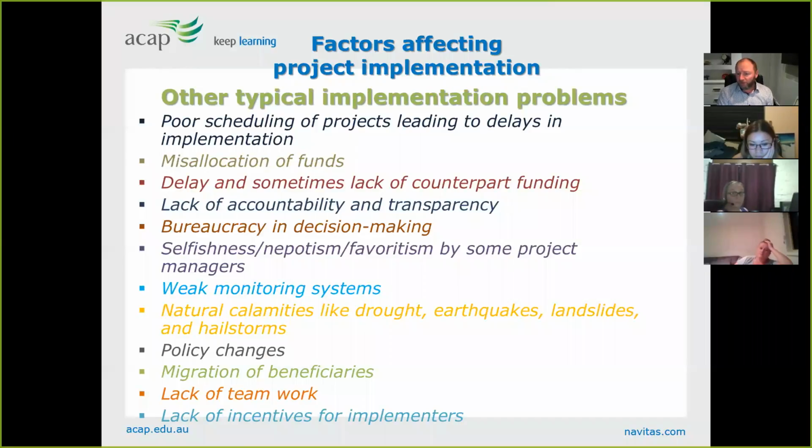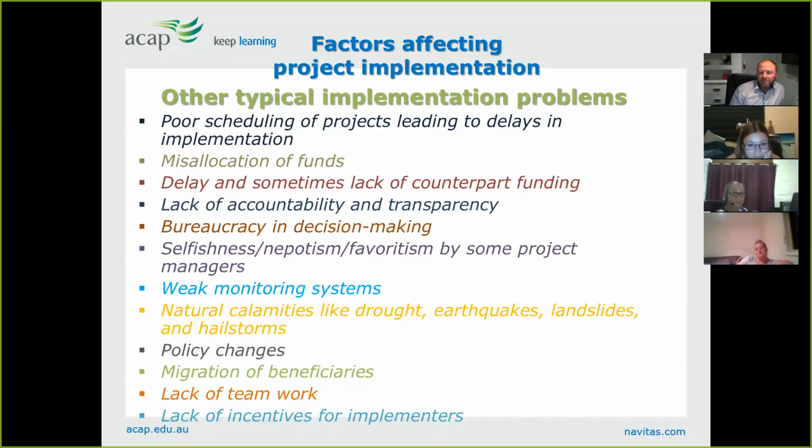Other problems: poor scheduling, misallocation of funds, spending too much in one area, delays, lack of in-kind funding from other agencies maybe, accountability and transparency not being that great, too much bureaucracy in the mechanisms you've set up to manage your project, with too many people sitting on committees maybe. A bit of selfishness or nepotism, favoritism by some project managers giving great tasks to certain people, others getting upset, saying, I'm not having this, I'm out of here, not being part of the project.